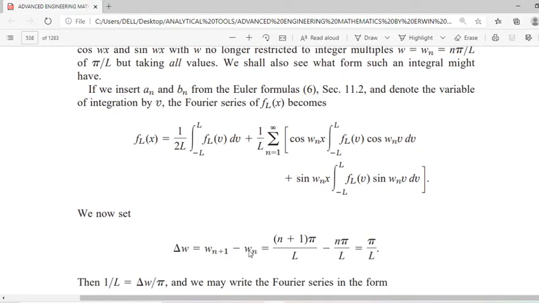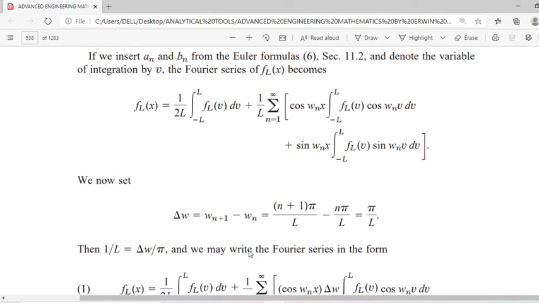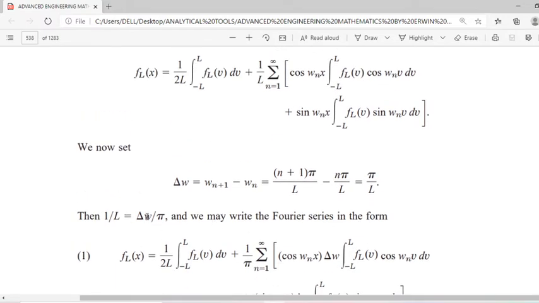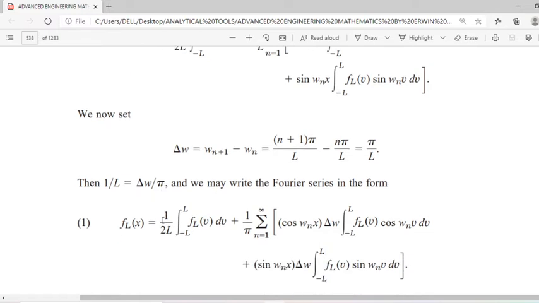Okay. Now we set delta W is equal to Wn plus 1 minus Wn. Set the change. Okay. N plus 1 pi by L minus n pi by L, that equal to pi by L. What is 1 by L? 1 by L is delta W by pi. From this equation we can see that 1 by L is delta W by pi. So we can apply this result, that is delta W equal to pi by L and 1 by L equal to delta W by pi here in the above formula.